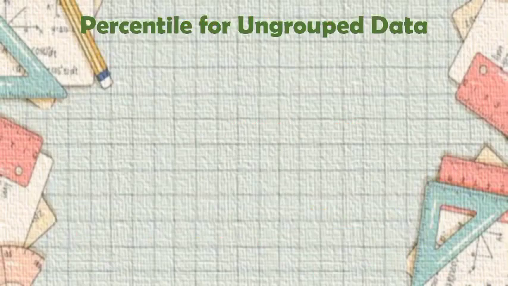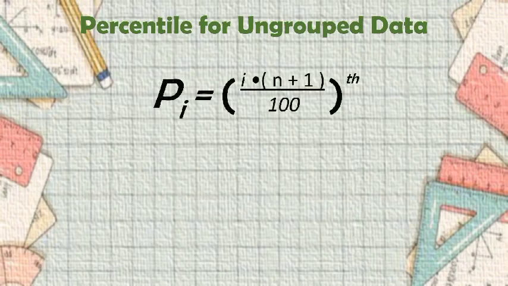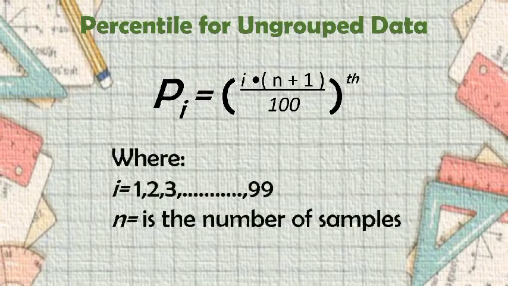How to solve the percentile for ungrouped data? So, di ba, sabi ko kanina, percentiles divide data into 100 equal parts. So, this is the formula for finding the percentile, where i is 1 to 99, that is percentile 1 to percentile 99, and n is the number of samples.